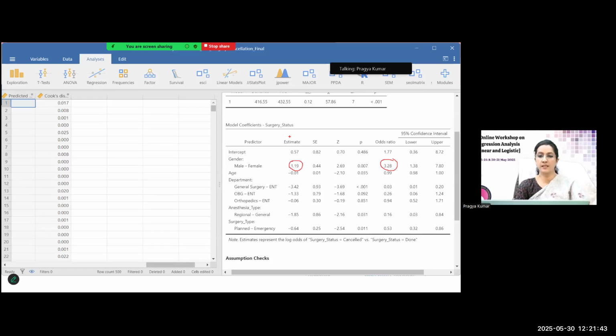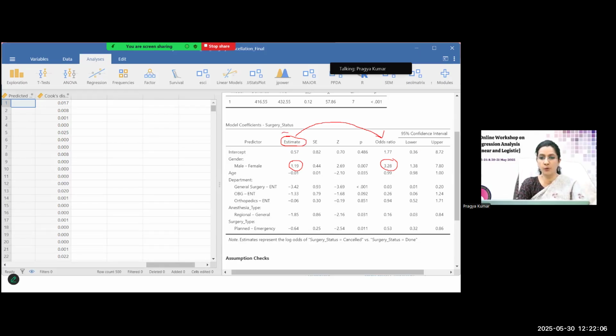So this estimate, what is this estimate? This is the logit coefficient. And to convert this to an odds ratio, you don't have to do it yourself, the software does it. But just to help you understand, it converts that back into the odds ratio by taking the exponent of this.